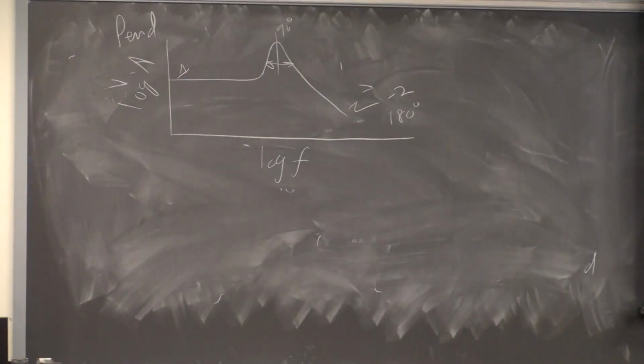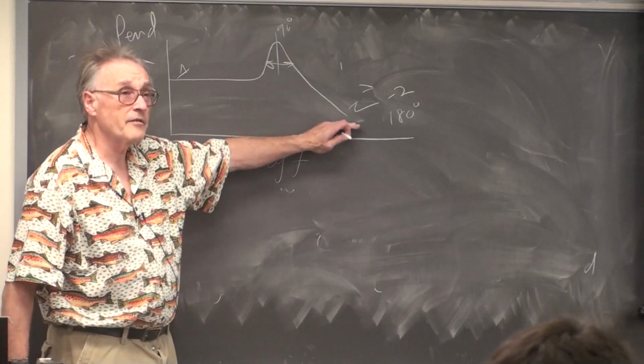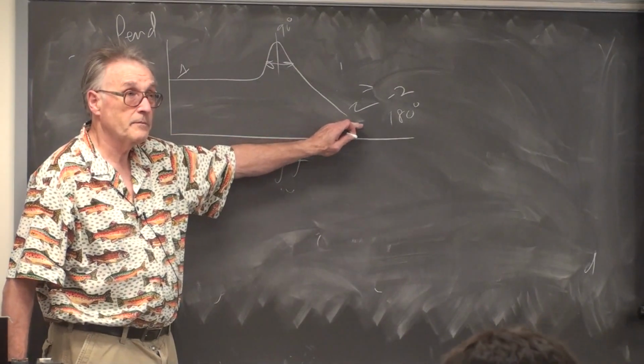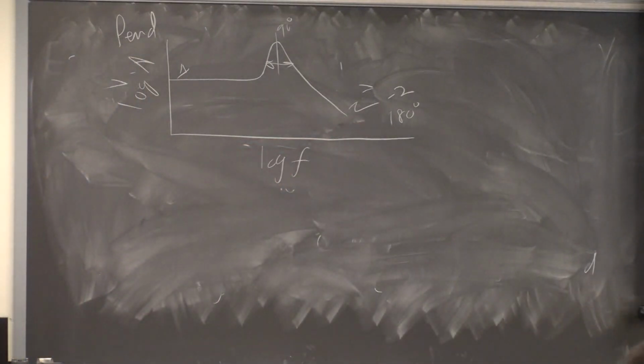Because we can ignore the phase shift from the motor because it's at such high frequency. The phase shift is going to be dominated by the dynamics of the pendulum, and there will be a phase shift of 180 degrees at high frequencies above the resonance point. What does that mean for the control system?